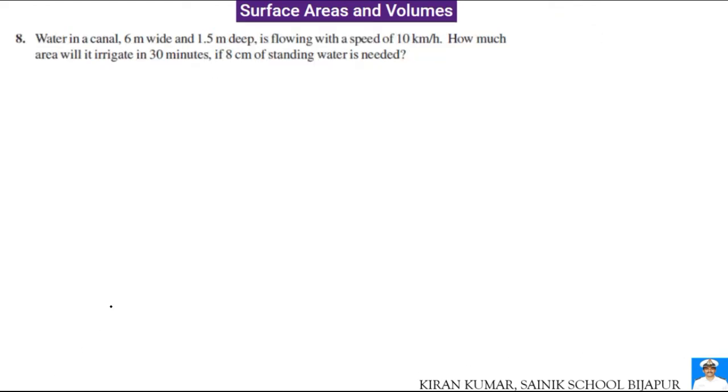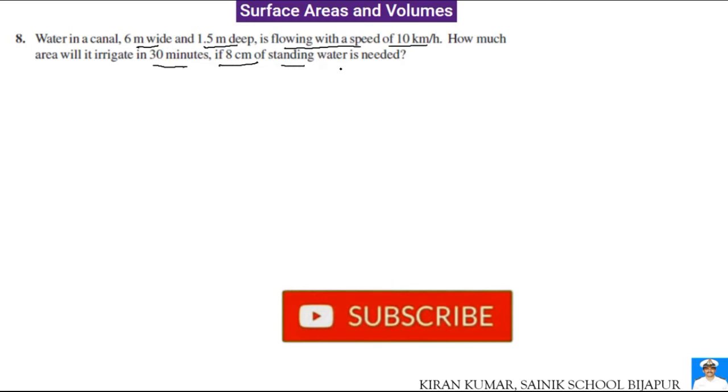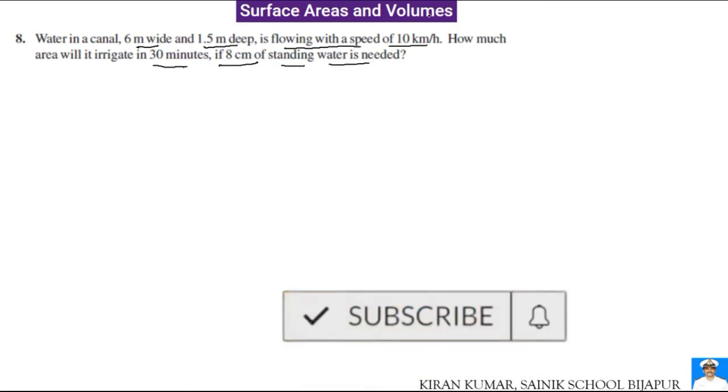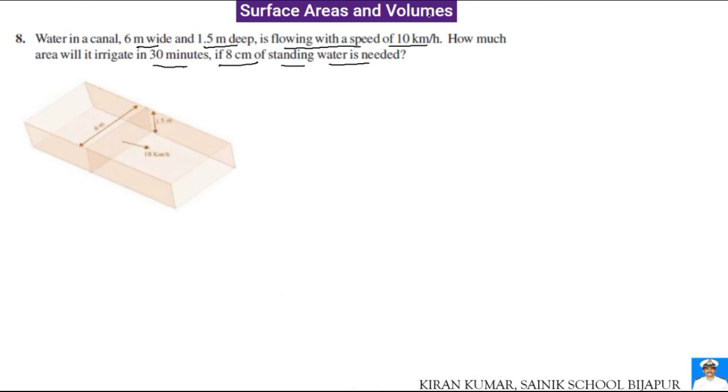Next question. Water in a canal 6 meter wide, 1.5 meter deep is flowing at the speed of 10 kilometers per hour. How much area will it irrigate in 30 minutes if 8 centimeters of standing water is needed? They have mentioned the canal and it is having 6 meter as the width, 1.5 meter as the depth, and water is flowing at the speed of 10 kilometers per hour.